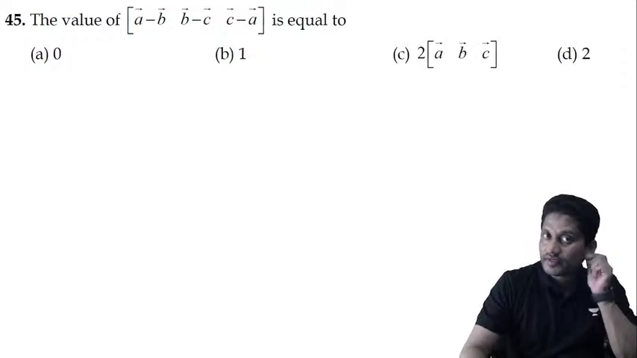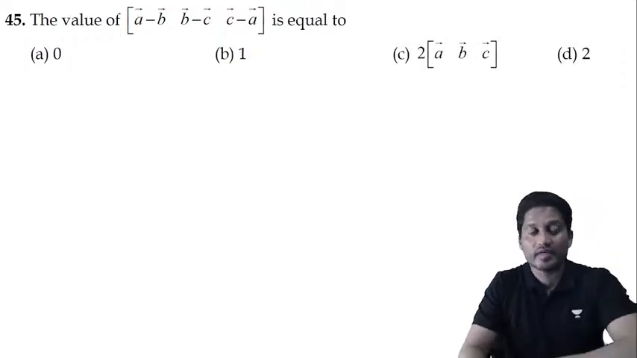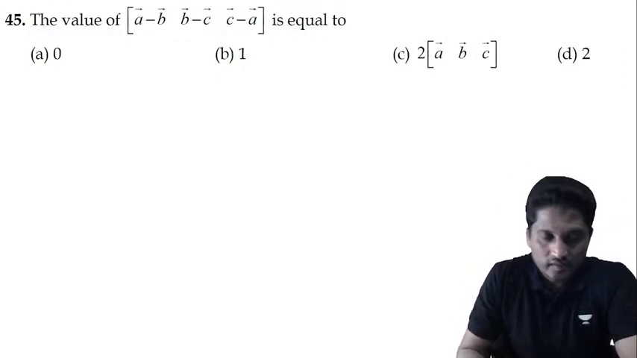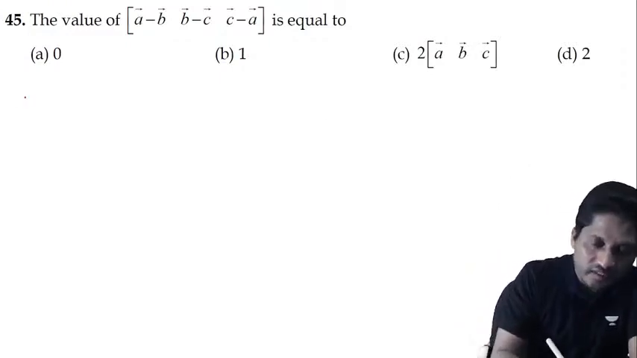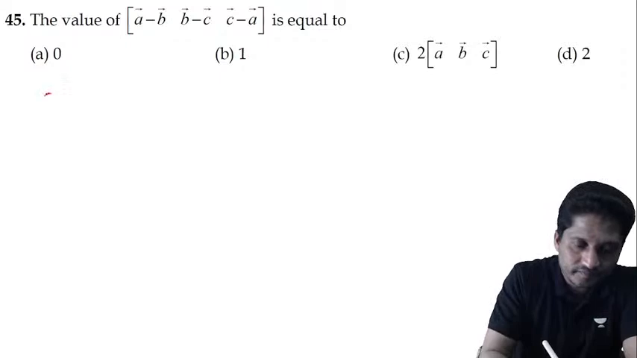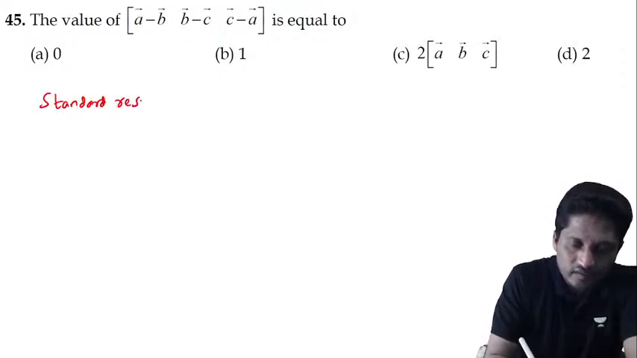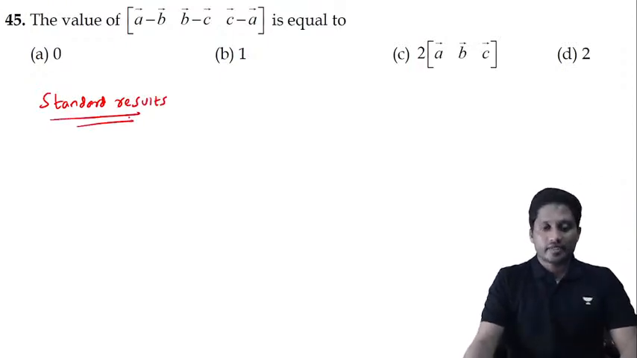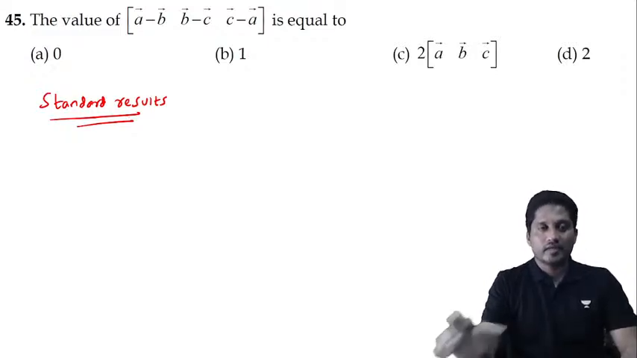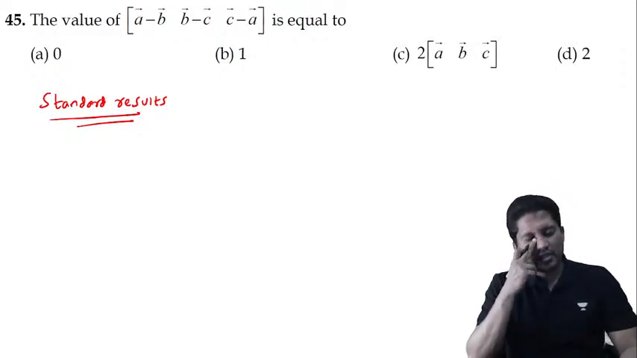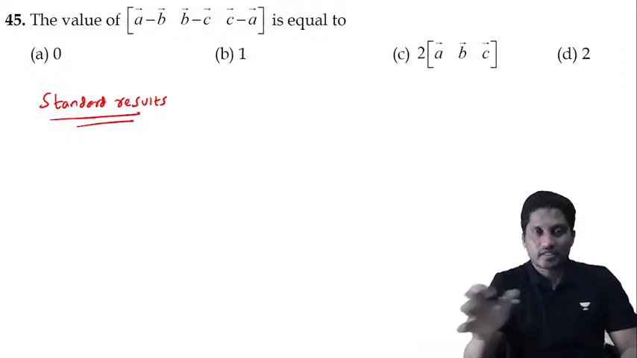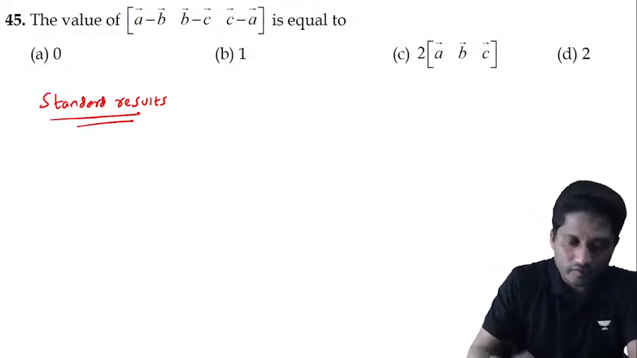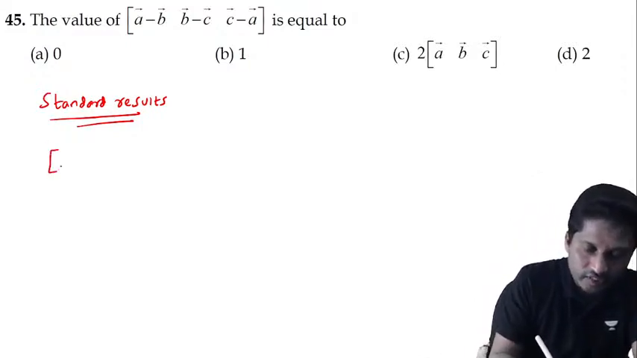Question number 45. What is box of A minus B, B minus C, C minus A? See this, there are some standard results which you have done in NCERT. This scalar triple product was deleted for CBSE students. So CBSE students will go through this scalar triple product, STP. This was supplementary portion in NCERT textbook book 2, exercise 10.5. So if I look into it, there are some standard results which you need to remember.